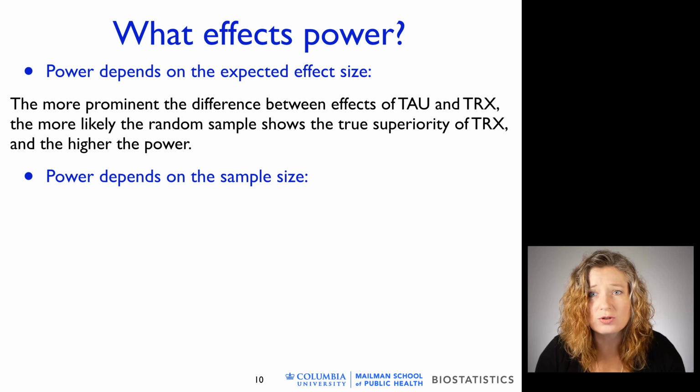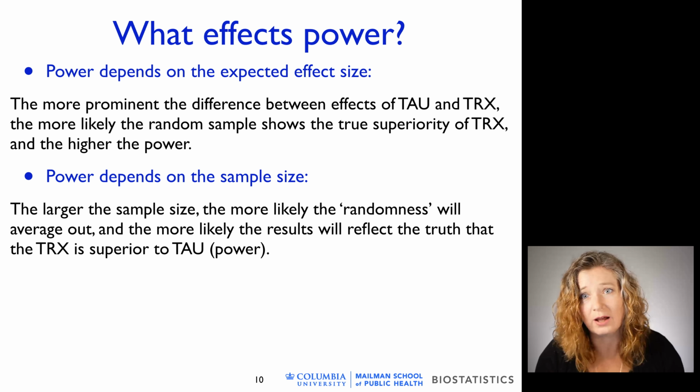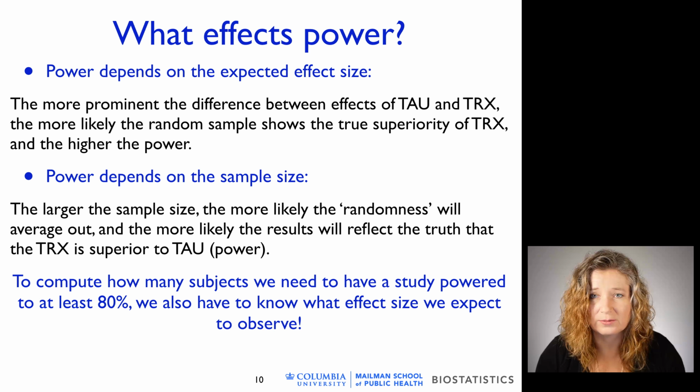But the power also depends on sample size. The larger the sample size, the more likely the randomness will average out, and the more likely the results will reflect the truth that TRX is superior to TAU. So again, it will increase the power. So power is connected to both: the effect size, how much better the treatment TRX is than TAU, and the sample size.